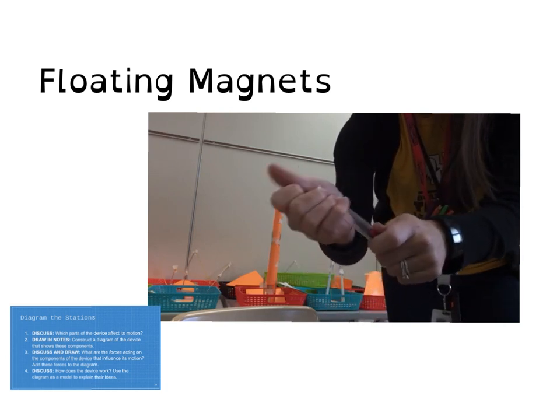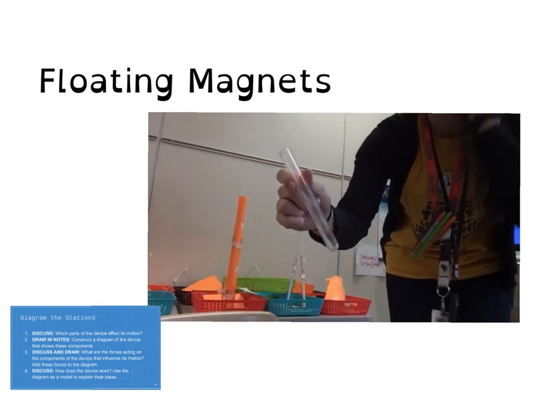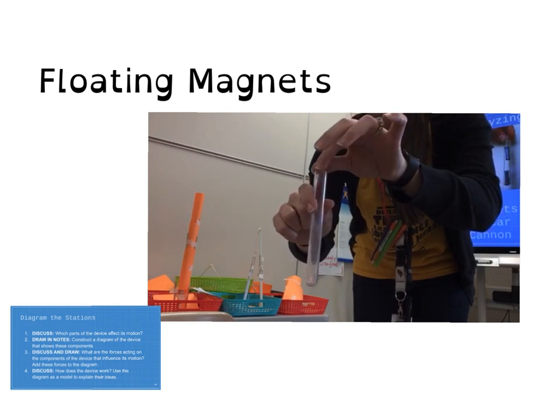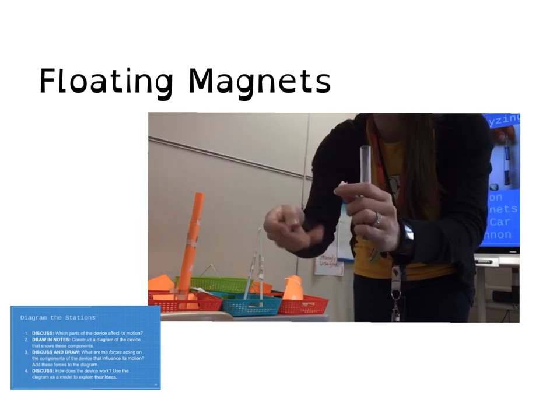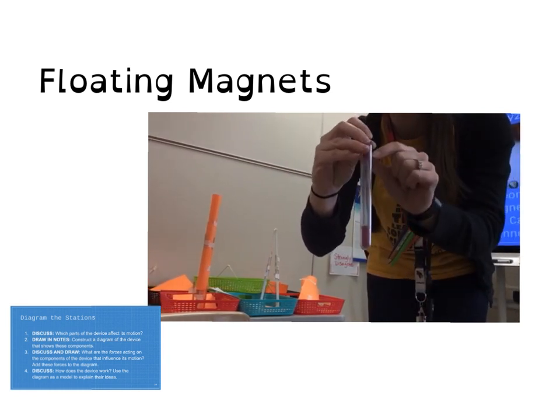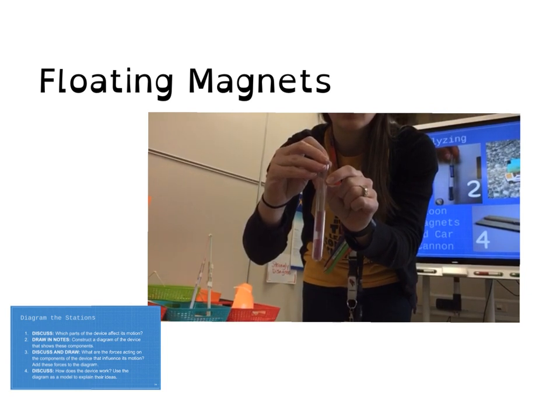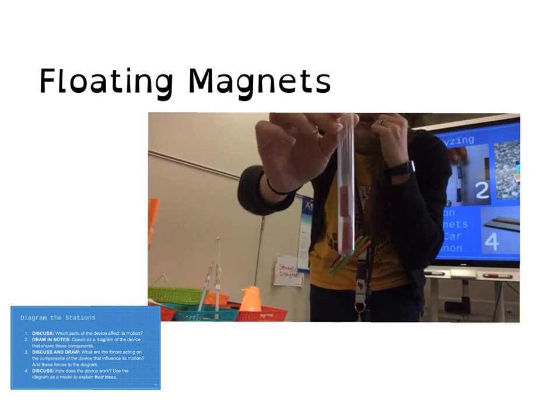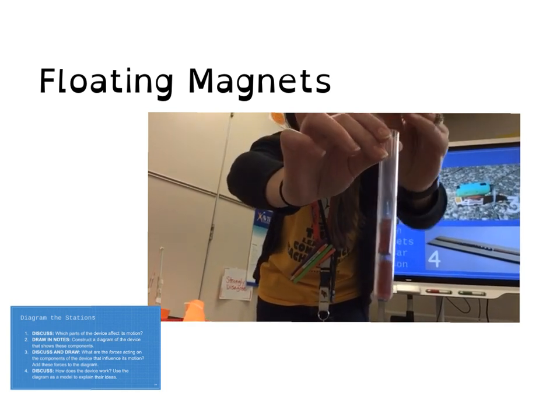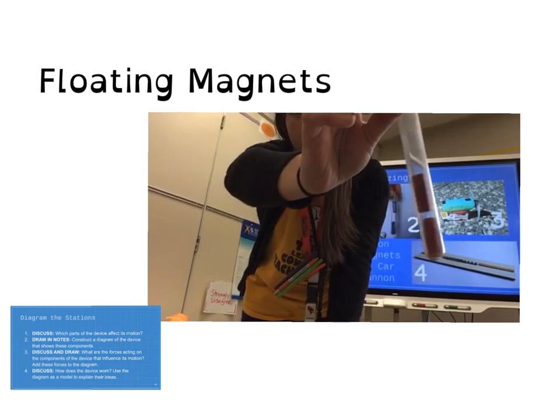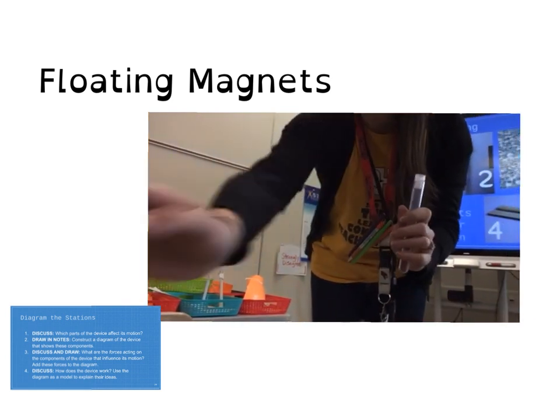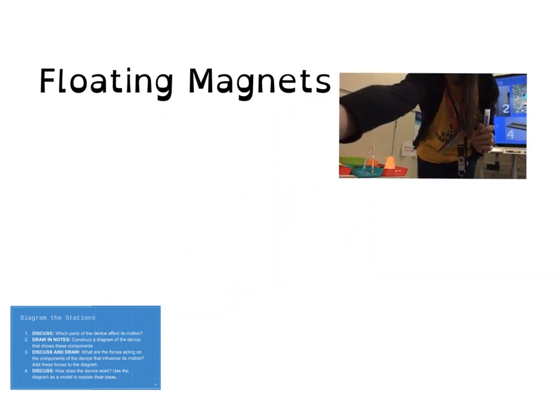Okay. But I'm going to go ahead and start my setup by taking my plastic tube. I am going to put my north end down and drop it in. And then I am going to put my south end down. And let me move my hand out of the way so you can see what's actually going on. And you can see that my magnets are floating. See, the magnets are floating. All right, so that was the floating magnets.